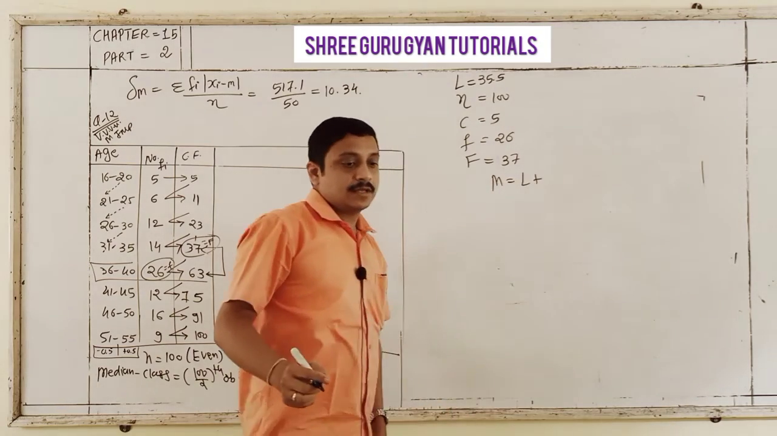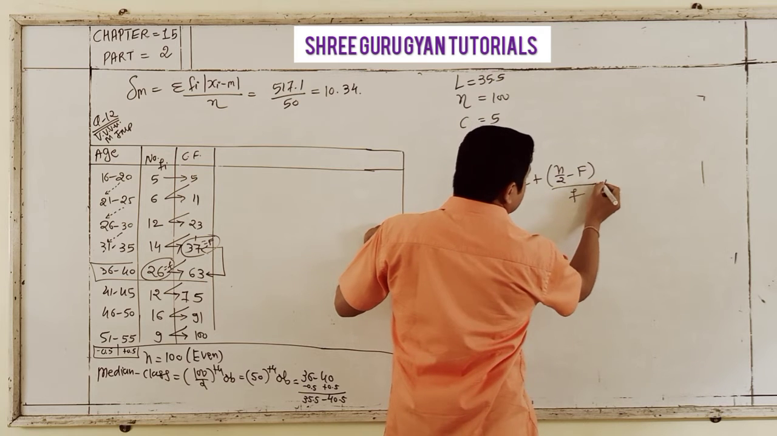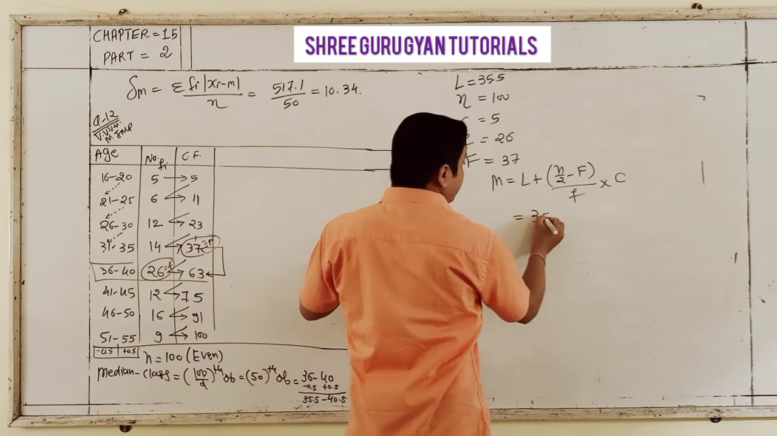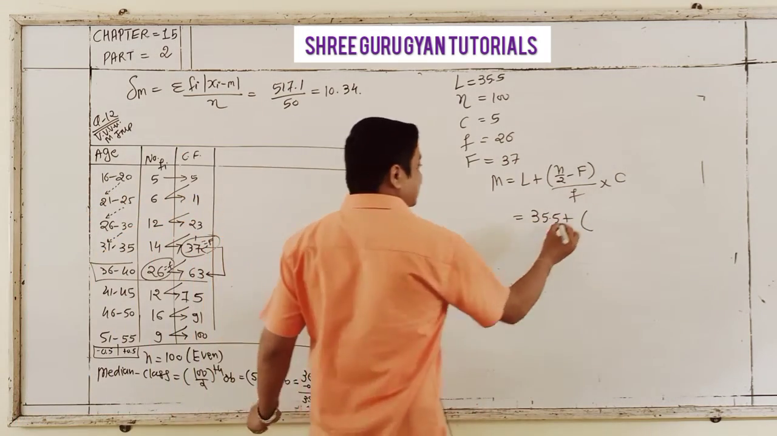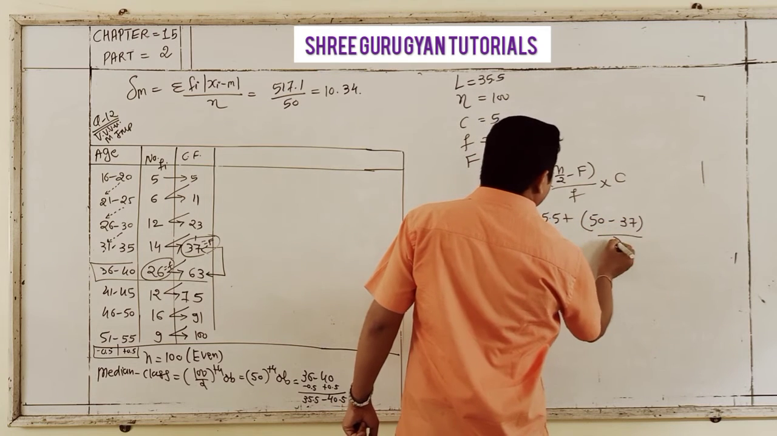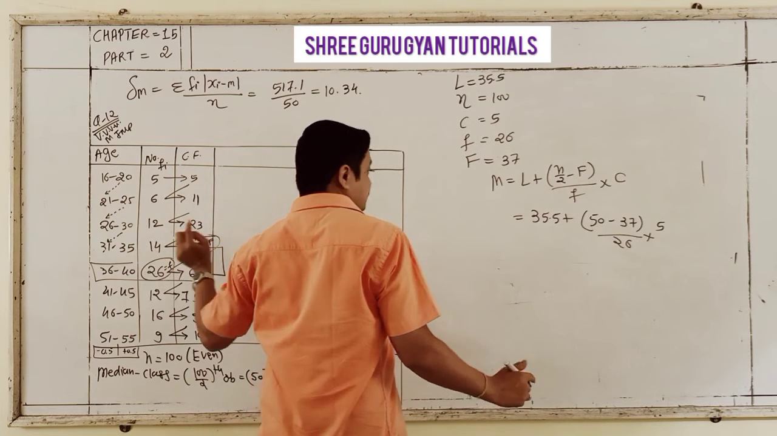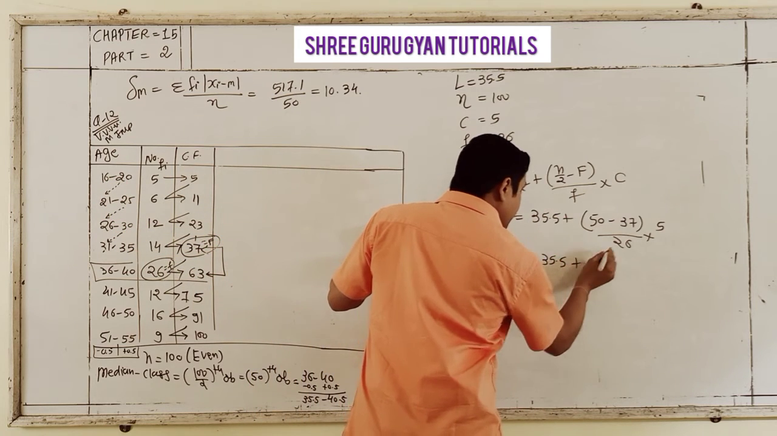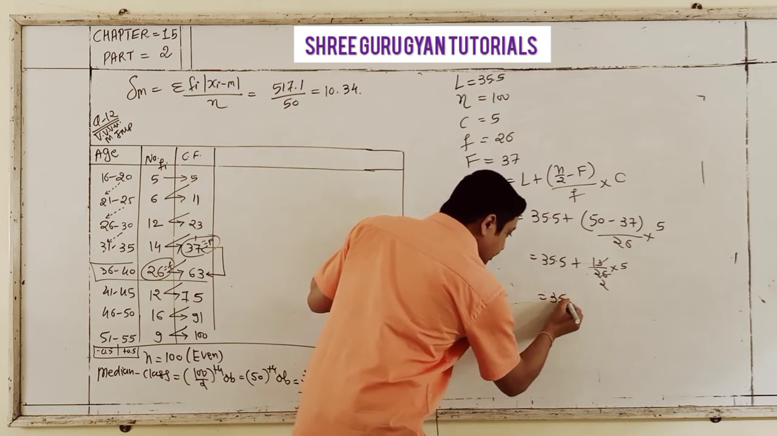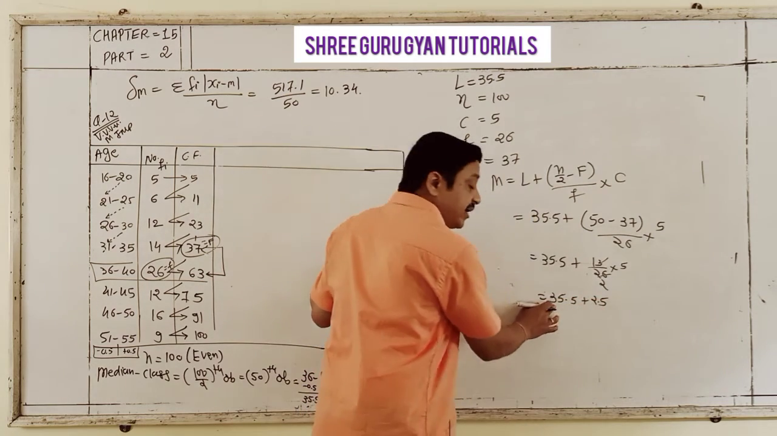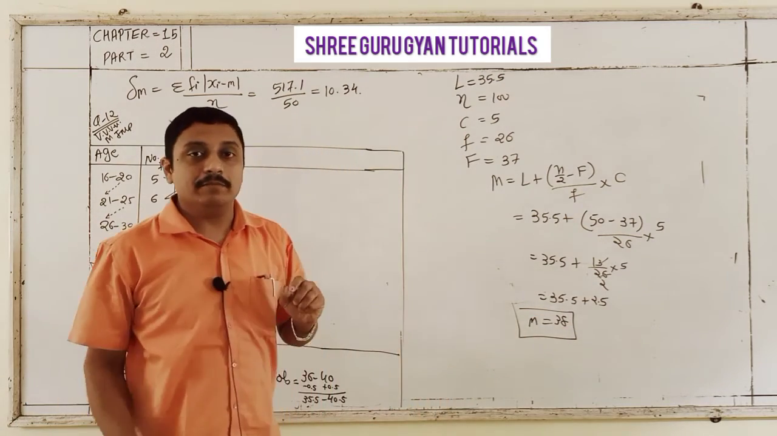Define the median: L plus N by 2 minus big F upon small f into C. L I have 35.5. Students, N by 2 means 50, capital F is 37, small f is 26, and C becomes, students, only 5, because here the numbers are increasing by 5. So 35.5 plus 13 by 26 into 5, definitely it is 2.5, and 35.5 plus 2.5 is 38. That's the, students, my median ready.